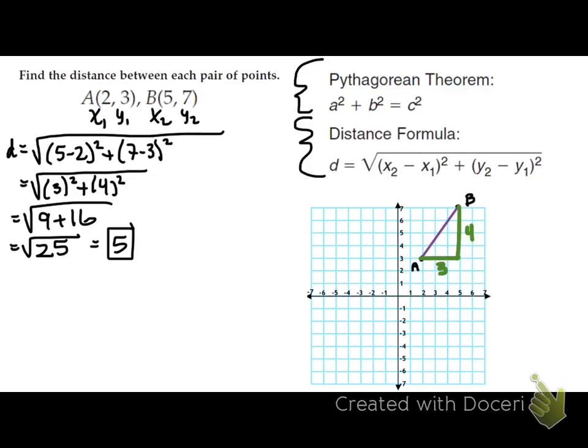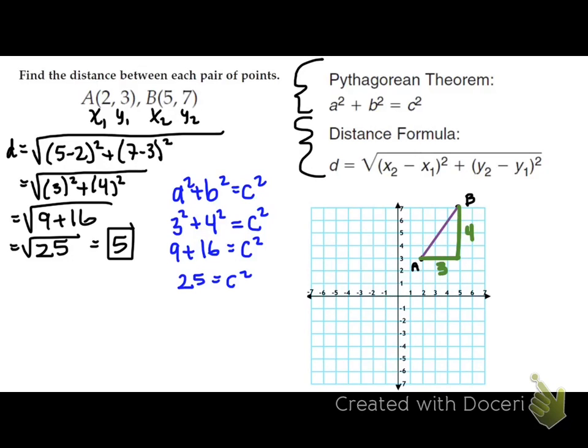If we do the Pythagorean theorem, a squared plus b squared equal to c squared, using those points that I've just given you, we're going to use 3 squared plus 4 squared. I'm going to get 9 plus 16, or 25, is equal to c squared. Taking the square root, we're going to get what?